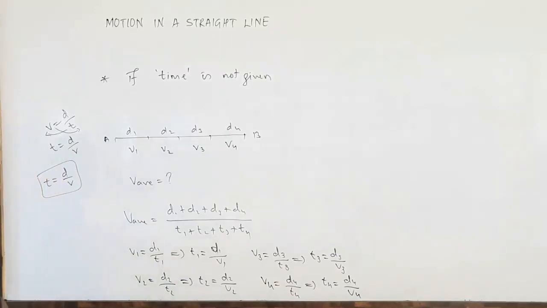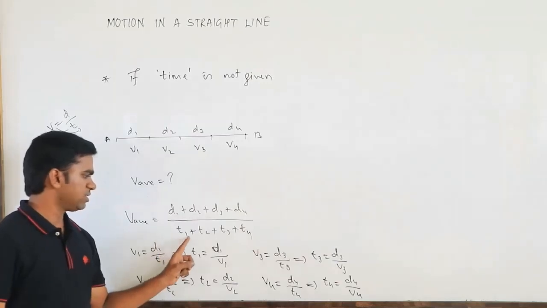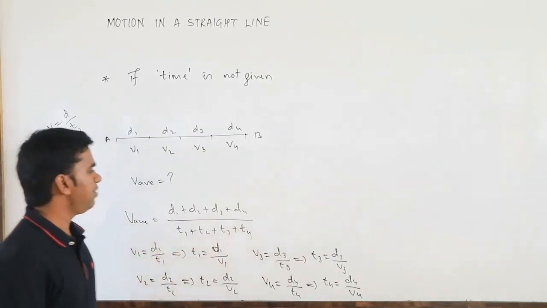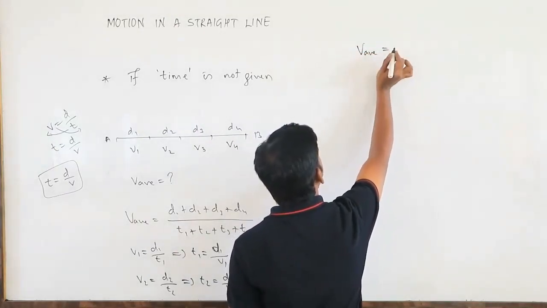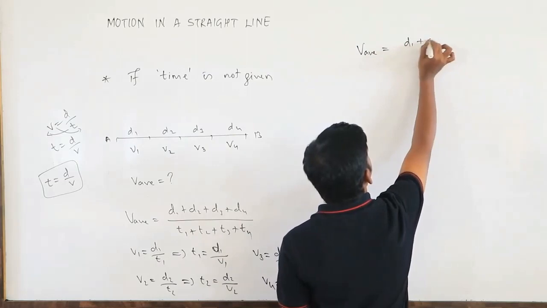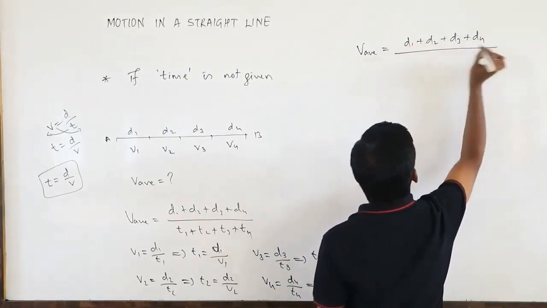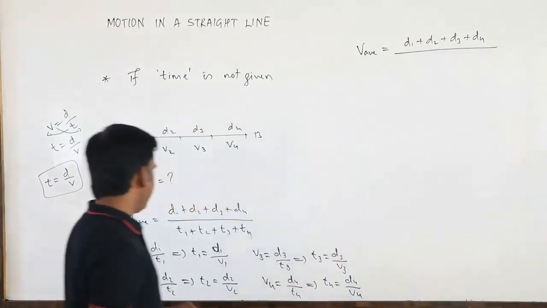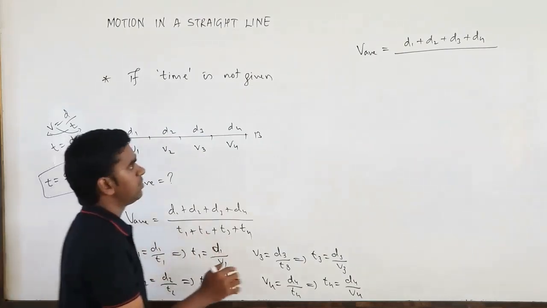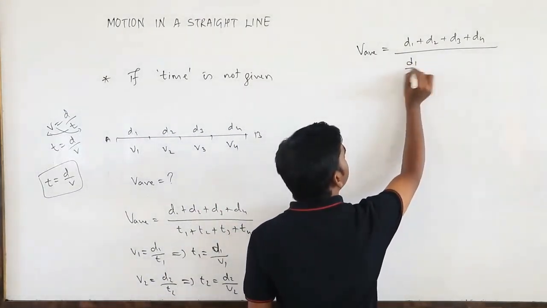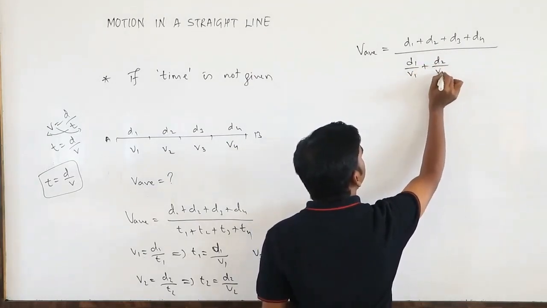Okay, so what have you got? You have t1, t2, t3, t4, so you can substitute now. So what is the average speed? Average speed is equal to d1 plus d2 plus d3 plus d4 divided by... In place of t1, what can you substitute? You can substitute d1 by v1, plus in place of t2, d2 by v2.